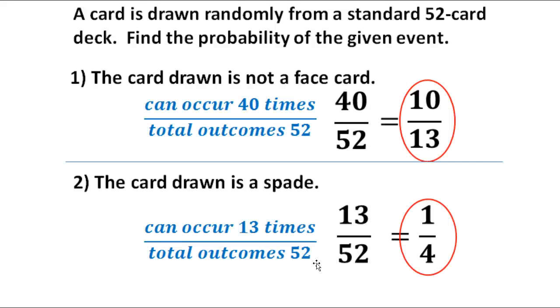Okay, now the probability that it's not a face card. This one was interesting because the probability that it was a face card was 12, so you could have subtracted that from 52. Or you could have counted up all the possible cards that were not face cards. If you counted correctly, you would have gotten 40 out of 52.